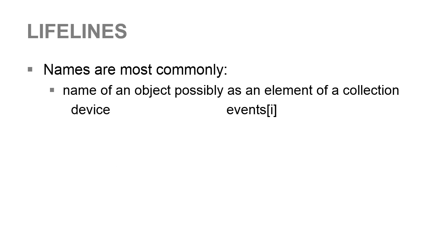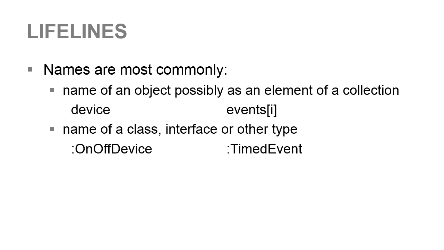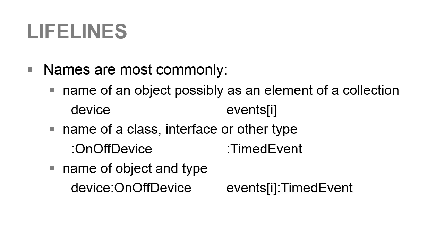If the object is part of some kind of array or collection where the multiplicity can be greater than 1, then there may be a selector that identifies which instance is being referred to. The name could be the name of the class or interface or other type that is participating in the interaction, in which case it's preceded by a colon. The name can be a combination of object name followed by a colon and then the name of the class.